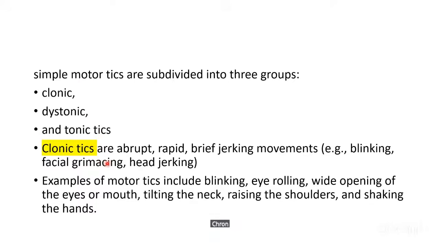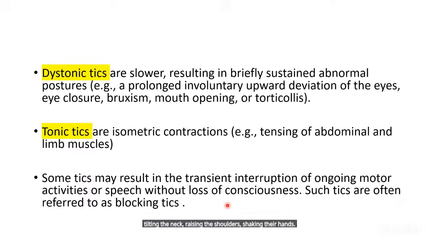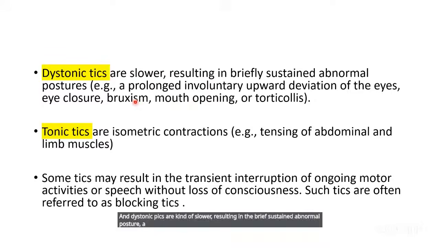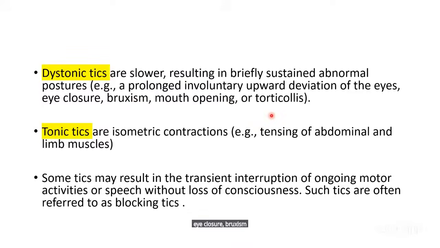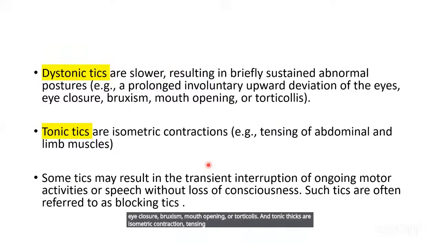Clonic tics are abrupt, rapid, brief jerking movements like blinking, facial grimacing, head jerking. Other examples are eye rolling, wide opening of the eyes or mouth, tilting the neck, raising the shoulders, shaking the hands. And dystonic tics are slower, resulting in a brief, sustained abnormal posture, a prolonged involuntary upward deviation of the eyes, eye closure, bruxism, mouth opening, or torticollis. Tonic tics are isometric contraction, tensing of the abdominal and limb muscles.